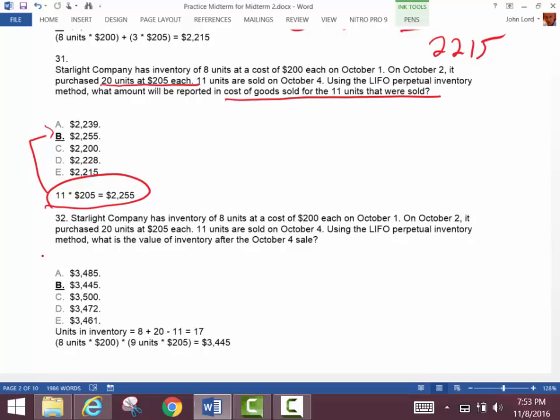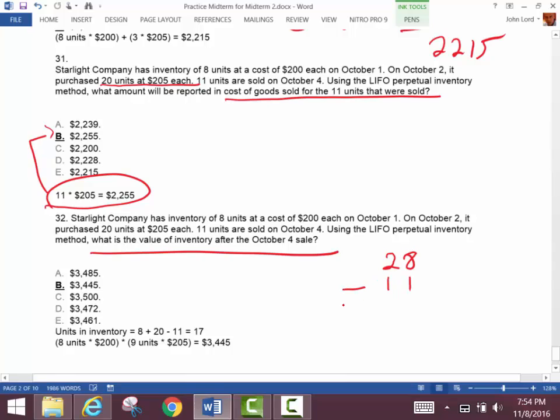What happened now? They want the ending inventory. Okay, so now they want the ending inventory. Last in, first out means that I know I've got what? I had 28 units total, and I've sold how many? 11, so I have how many left? 17, of which 8 of them are all at $200, right? And then the remaining 9 got to be those 205 ones, don't they?